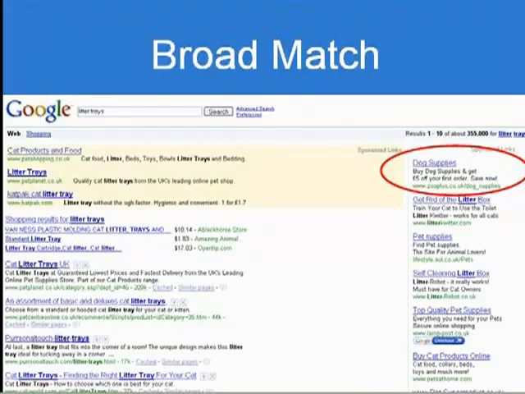So here you go. Broad matching is incredibly loose, and my personal advice to you is, if you've got broad matching in your campaigns, take it out. Stop using broad matching. That's my biggest money saving tip of the presentation.